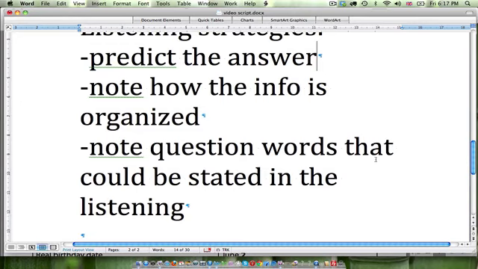We want to note the question words that could be stated in the listening. So for example, if some of the words are in a list and we're asked to choose maybe 2 or 3 items from that list, if that's the question type, to choose from a list, often these words will appear exactly as they're written in the listening. So we don't have to go searching for a synonym or anything like that. Often the words will be exactly as they're listed. And so we want to practice this identifying strategy in the listening today.